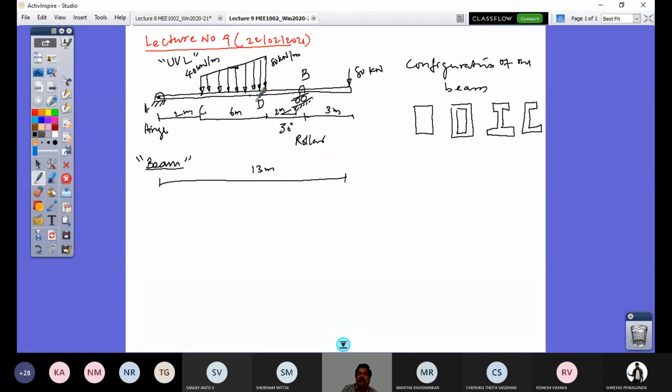What is the important consideration? The beam is a rigid body. If I consider the beam to be a rigid body, there is no deformation. That is a different thing, and we are going to look only at finding the support reactions. The next step I'm going to do is draw the free body diagram for that purpose.